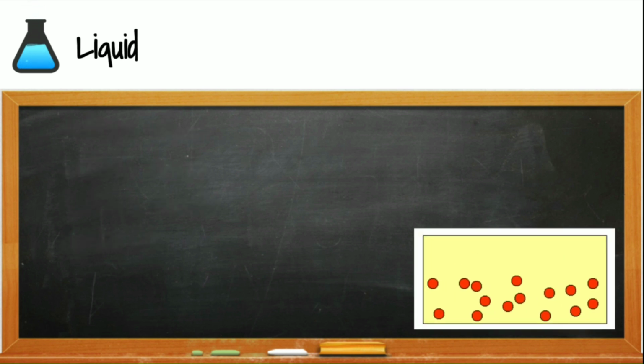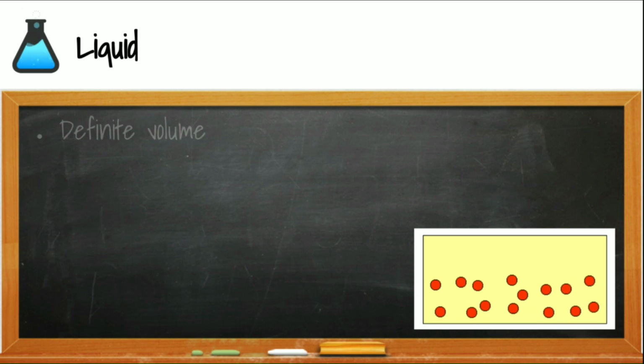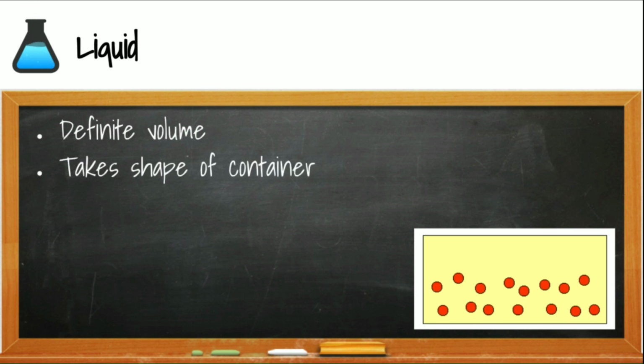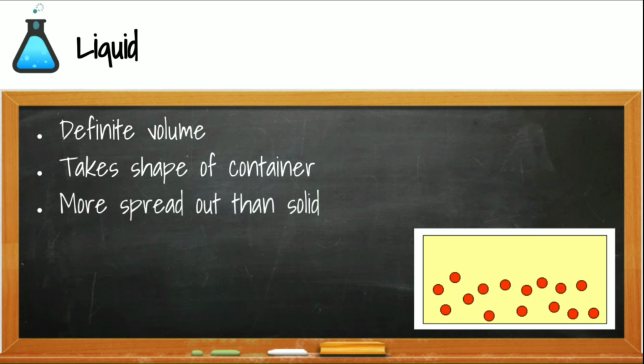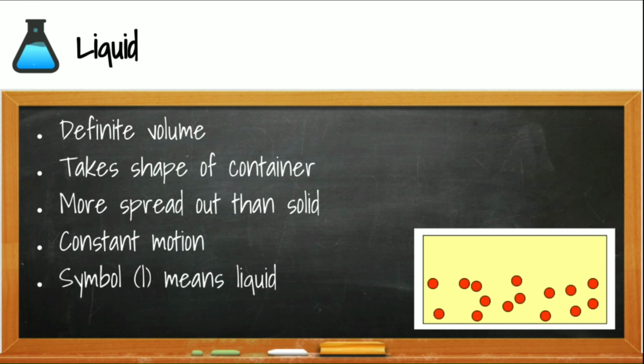Liquids have slightly weaker intermolecular forces. Liquids have definite volume, meaning if you put 1 cup of a liquid in any container, you'll still always have 1 cup of a liquid. But they have an indefinite shape. They always take the shape of their containers. Liquids are in constant motion, which allow them to flow. The symbol L symbolizes liquid.